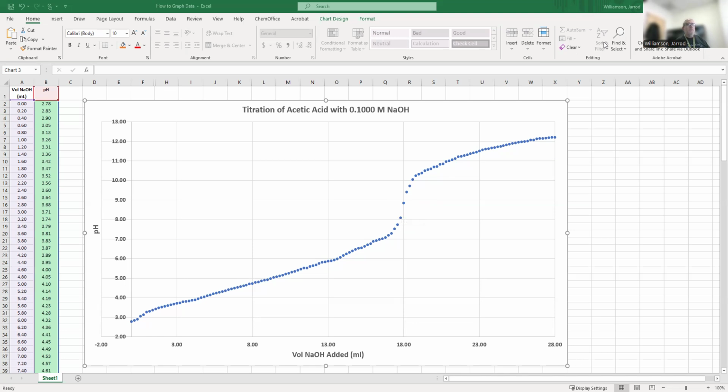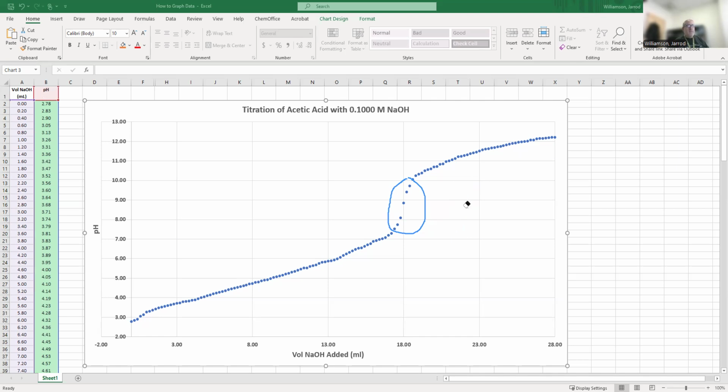And the equivalence point occurs in this region right here. Kind of circle it. It occurs right where this inflection point is, where the slope changes direction. It's called the inflection point.